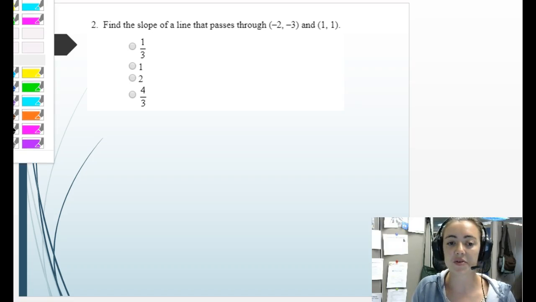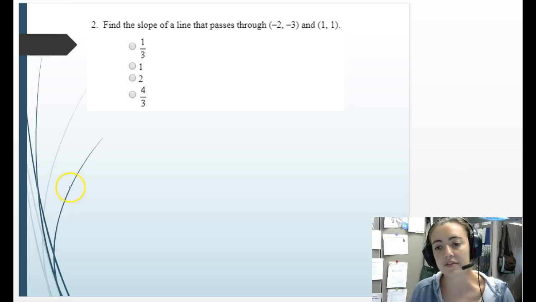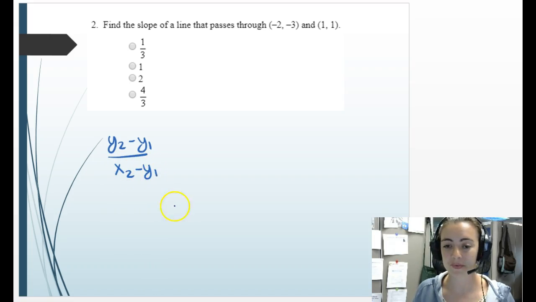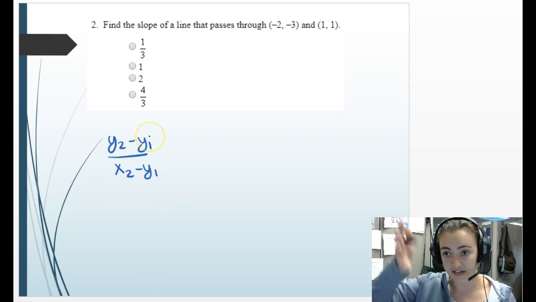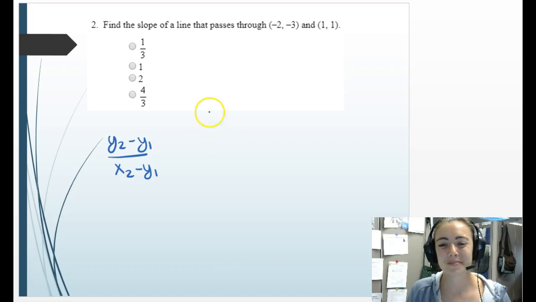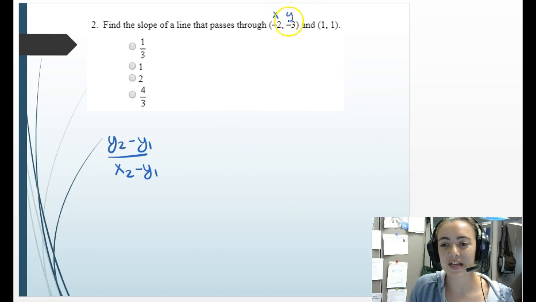For question 2, it also asks you to find the slope, but this time there's no graph. They just give you 2 points. So remember again, it's the change in y over the change in x. Rise is talking about the y-axis. Run is talking about the x-axis. So rise over run. Also remember, it goes x and then y.